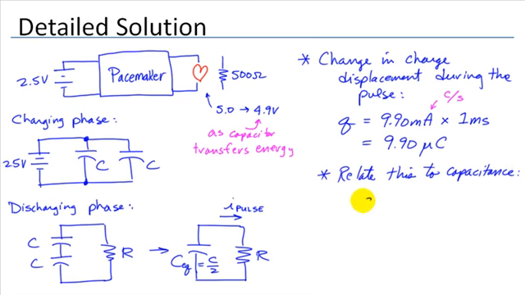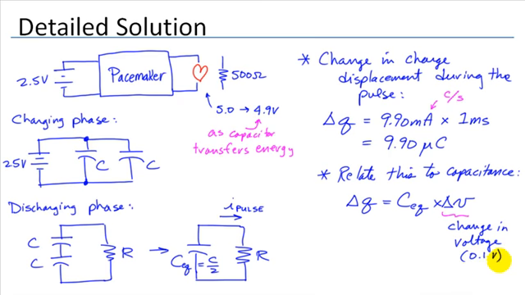Now, how do we relate this back to capacitance? Well, we write that the charge Q is the capacitance, in this case C sub EQ, or the equivalent of the two series capacitors, times the capacitor voltage. Now that change in displacement is associated with a change in voltage. So that's why I'm inserting the deltas at that point. So the change in voltage during the 1 millisecond interval is 0.1 volts.